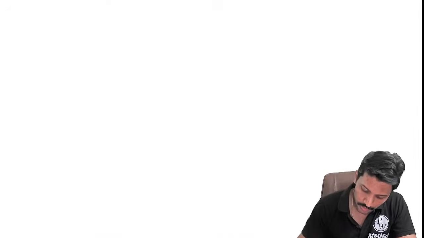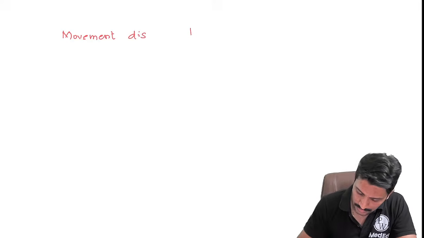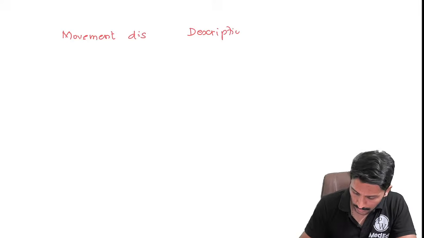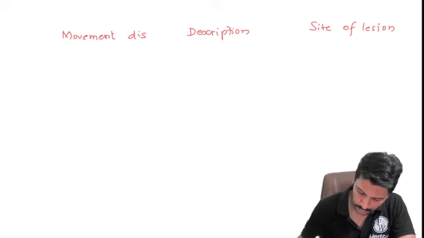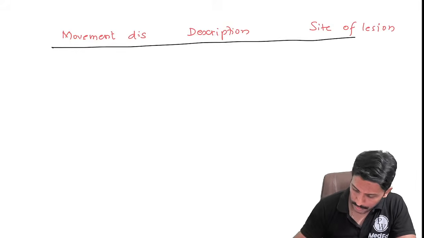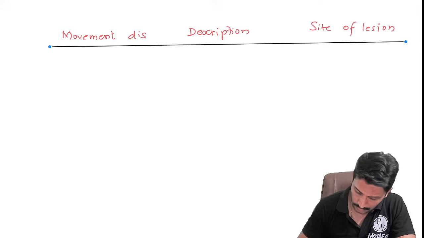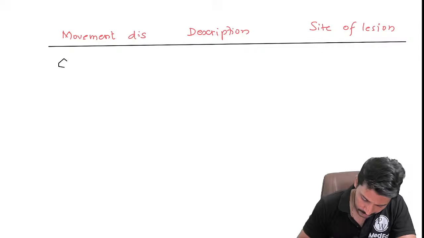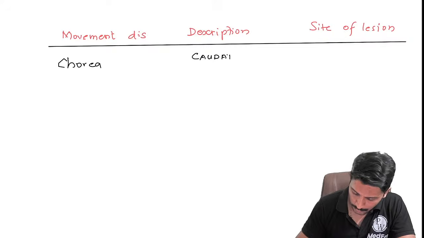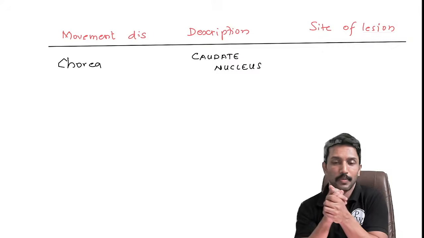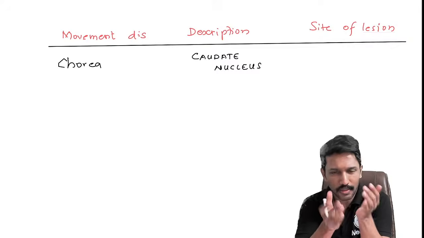So when it comes to the non-rhythmic movement disorders, we discussed 3, right? So we should know the movement disorder, its description and the site of lesion. So in case of chorea, we already know that the site of lesion for chorea is the caudate nucleus. And in this particular question, because they gave us the hint that the caudate nucleus is atrophic, we know that it is talking about chorea. And thinking about an inherited cause, we're thinking about Huntington's disease.